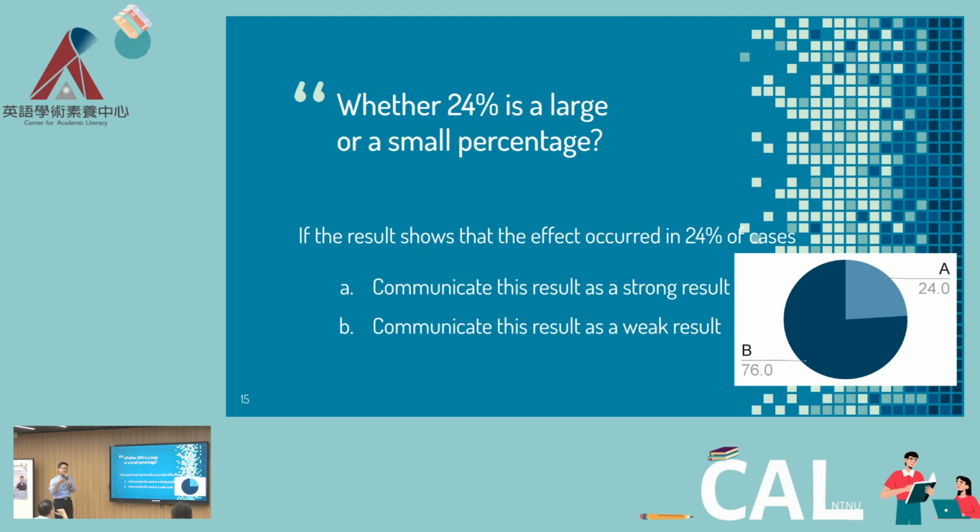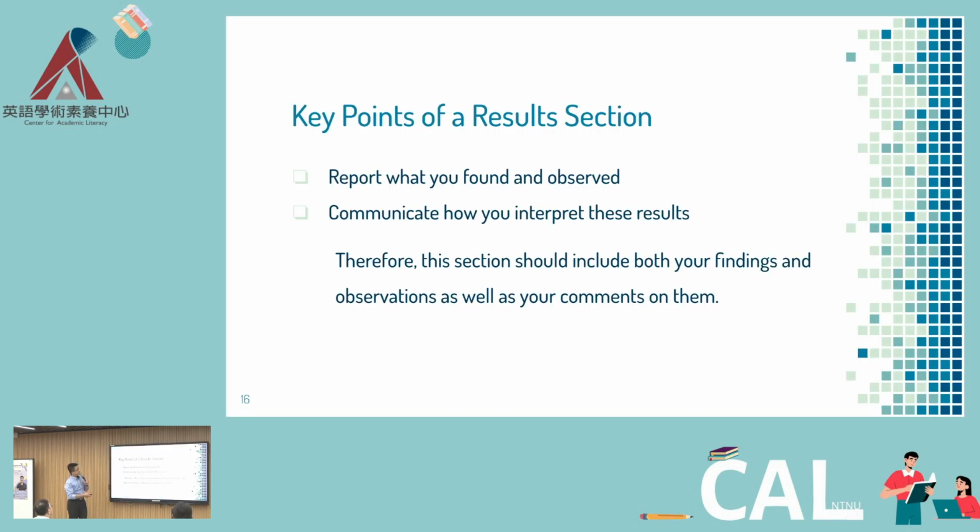So you have to say that clearly to the audience. If that's a strong result, you can say the effect occurred as many as 24%. So you provide your interpretation, as many as 24%. How about if that's a weak result? You can say the effect occurred in only 24%. Okay, as few as 24%. So that's your decision, but you have to provide your evidence in the following paragraphs.